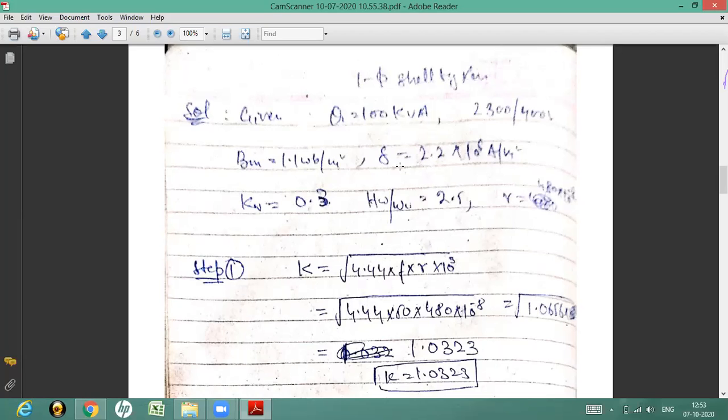Clear? Anybody who got this value, except those who already said? 1.0322. Absolutely right. Vinayak, I had seen, you can see on the screen also. Clear? Now, what is the second step? You have to calculate the value of ET, that is EMF per turn. Now, tell me, what is the value of ET?